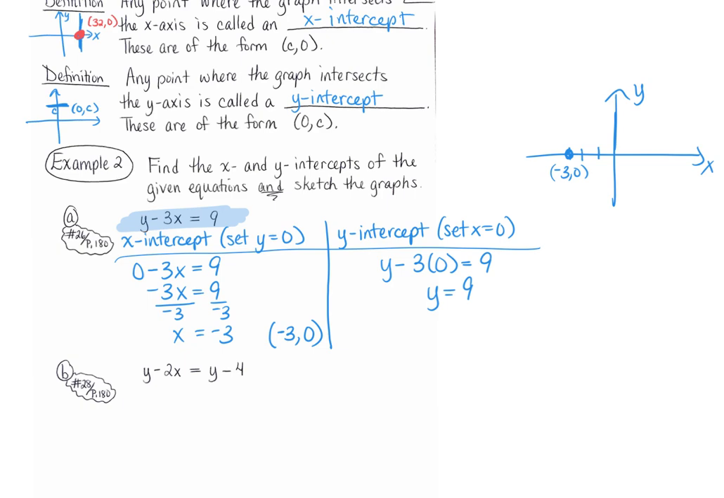Someone who hasn't answered, tell me what our ordered pair is. 0, 9. Tell me how we get to 0, 9 from the origin. Go up to 9. So now we've got our 2 points. What do we do? Connect them.